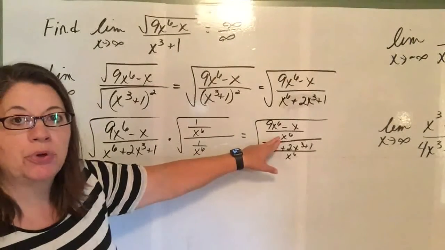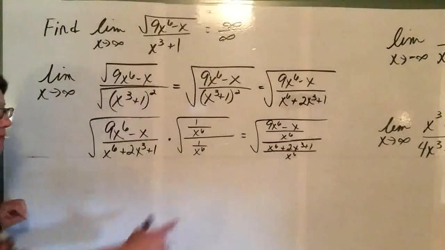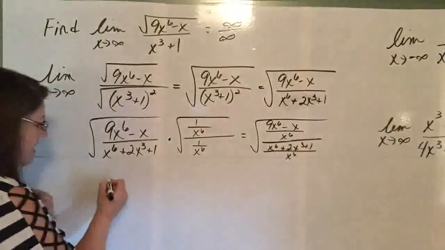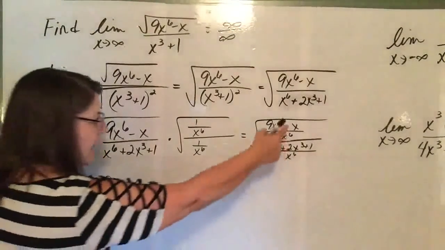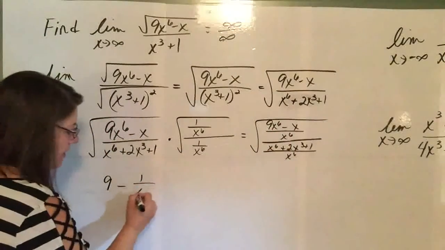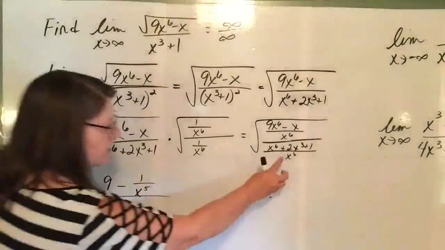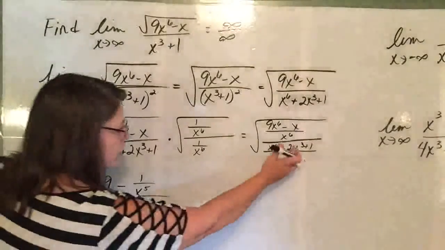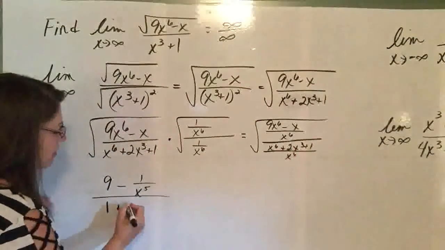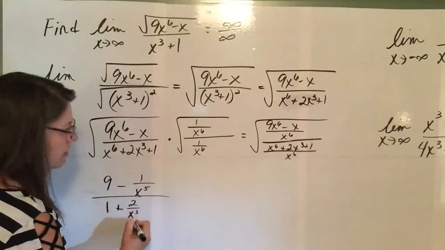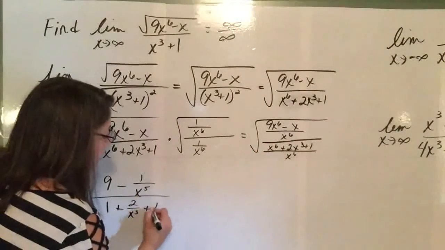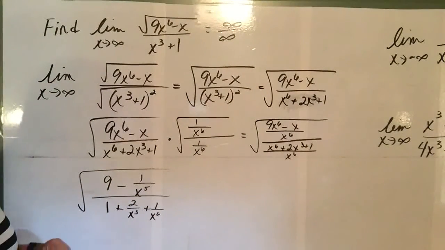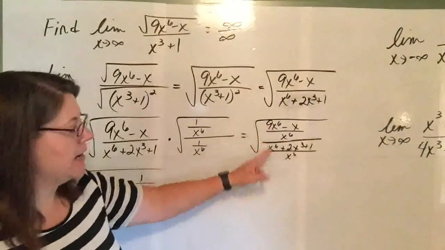So when I do that, if I look at this one, 9x to the 6th divided by x to the 6th is 9. Minus x divided by x to the 6th is 1 over x to the 5th. That's my new numerator. This one, x to the 6th divided by x to the 6th is 1, plus 2x cubed over x to the 6th is 2 over x cubed. 1 over x to the 6th is 1 over x to the 6th. Now that whole thing is still underneath the radical. Now, I have divided everything by x to the 6th.